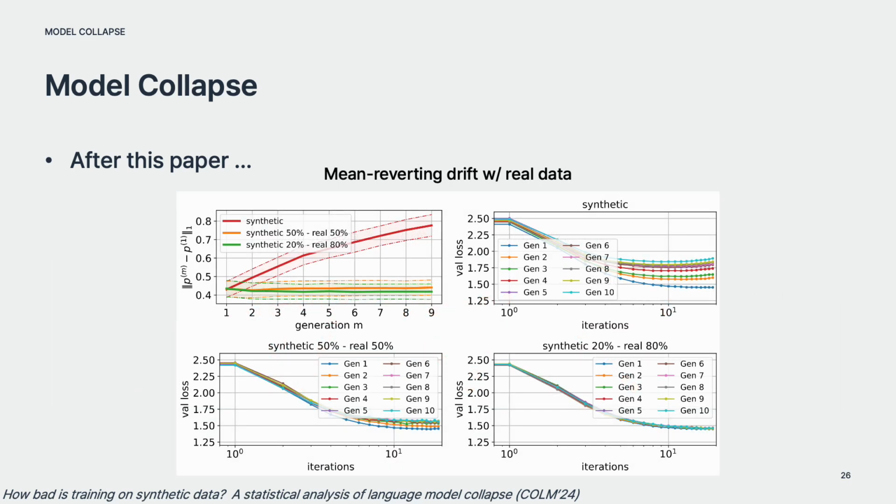Introducing real data changes the dynamics. Even a small fraction of real data induces a mean reverting drift, pulling the learned distribution back toward the original data. This provides a concrete mechanism for preventing collapse through continual data accumulation.